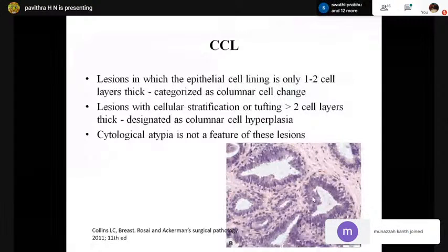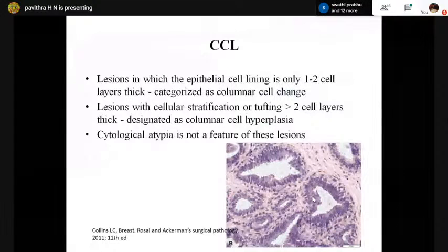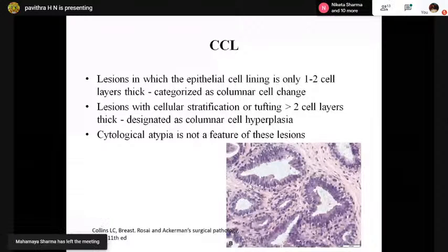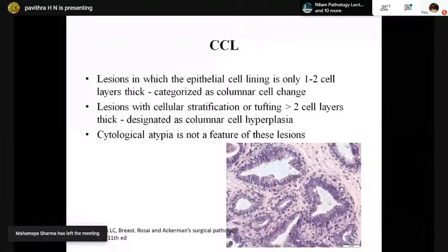We call it columnar cell change when there is only one to two cell layers thick. If it is more than two cell layers thick, if there is cellular stratification and tufting, we call it a columnar cell hyperplasia. Usually they do not have cytological atypia. When there is cytological atypia, there will be flat epithelial atypia along with CCL.